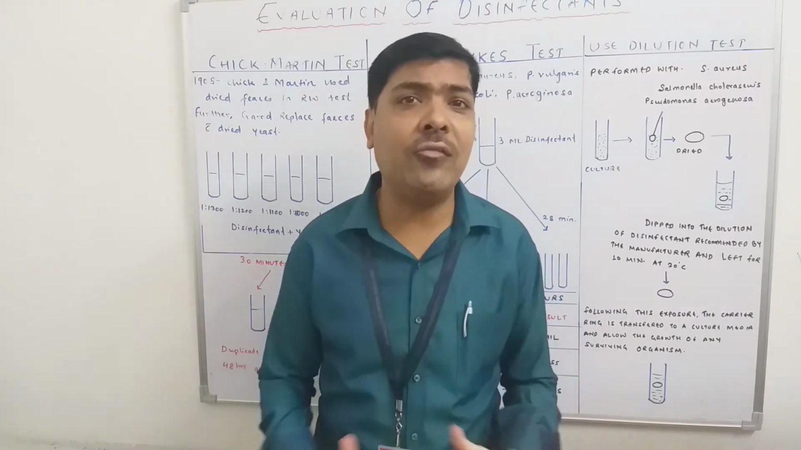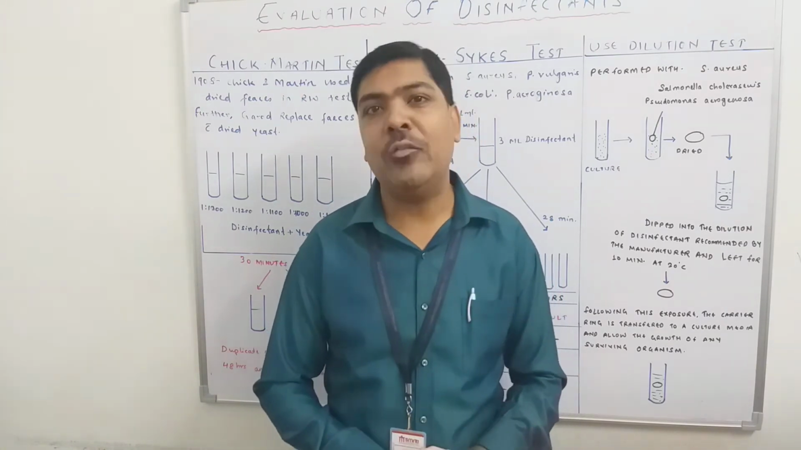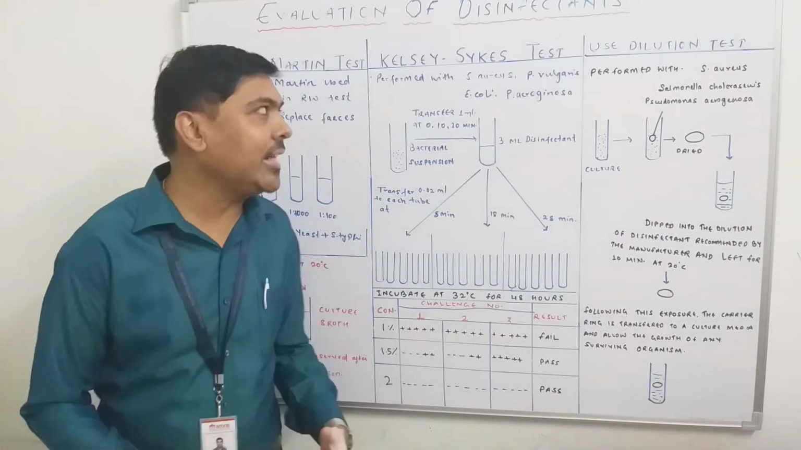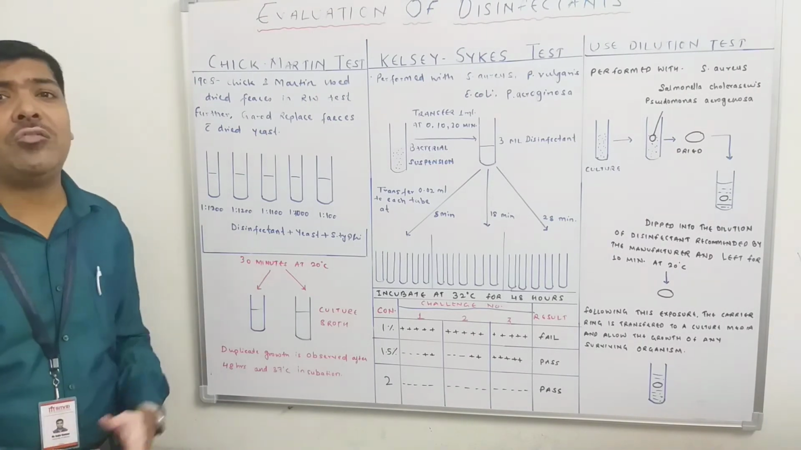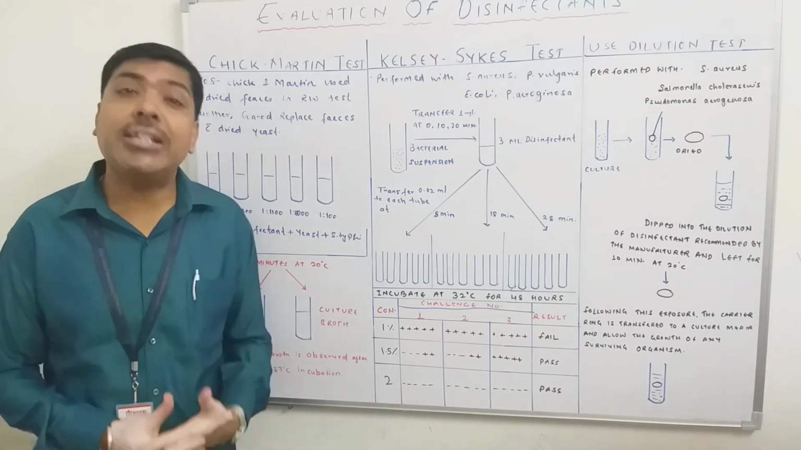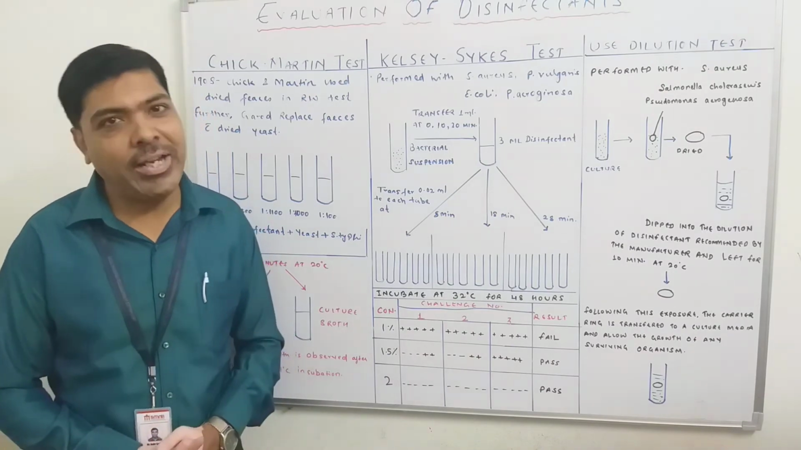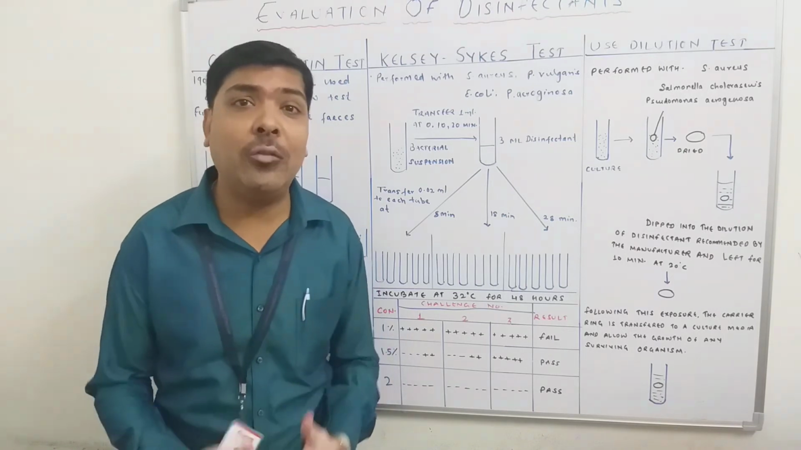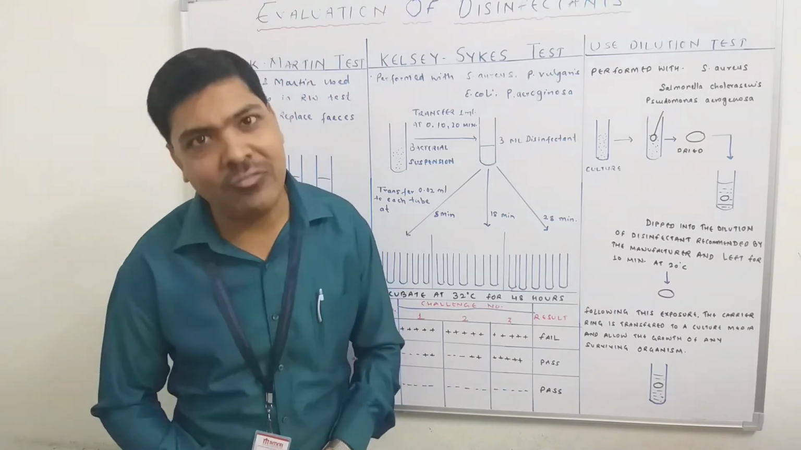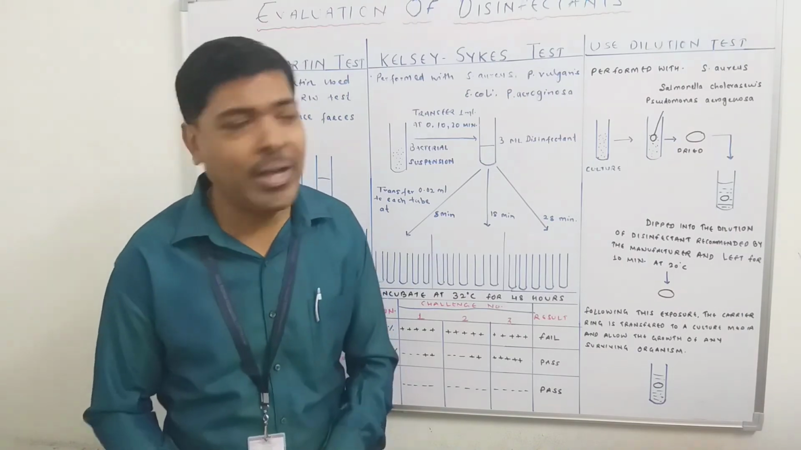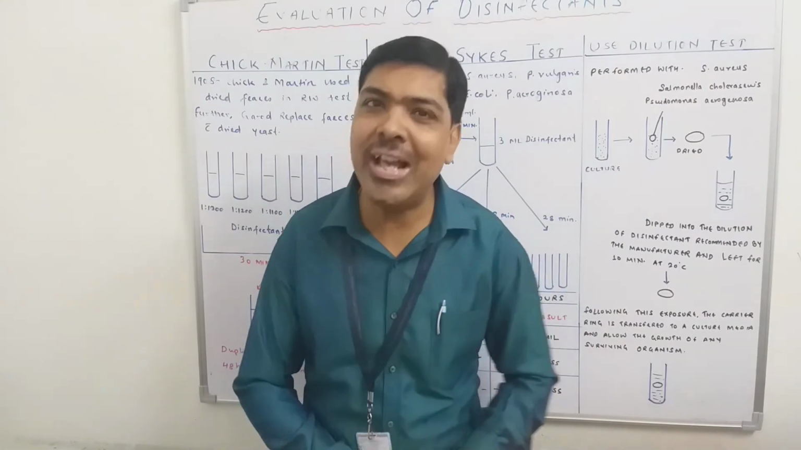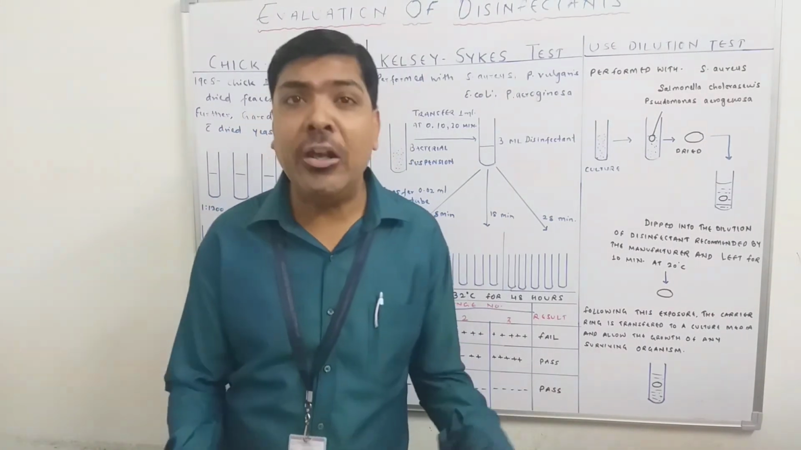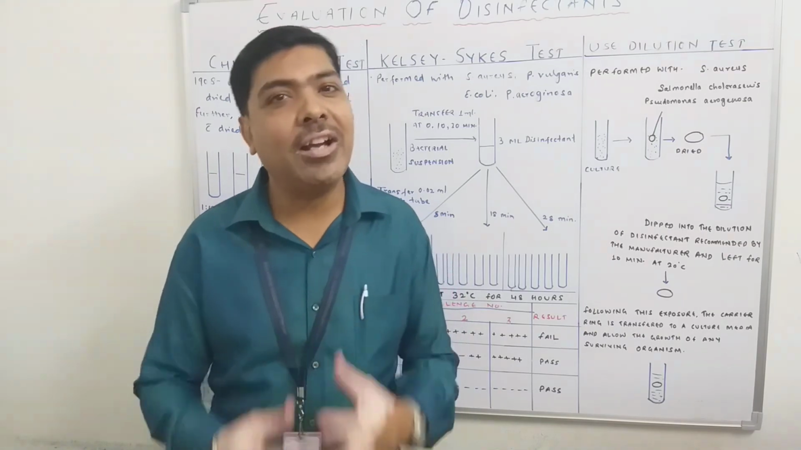So these are the different tests used for the evaluation of disinfectants. The first test was the Rideal-Walker test. The second is the Chick-Martin test, in which we check the disinfectant activity in the presence of organic matter. The next is the Kelsey-Sykes test, in which we evaluate the capacity of a particular disinfectant at a particular concentration. Whereas in the use dilution test, we check whether the manufacturer's claim of a particular dilution of any unknown disinfectant is correct or not.